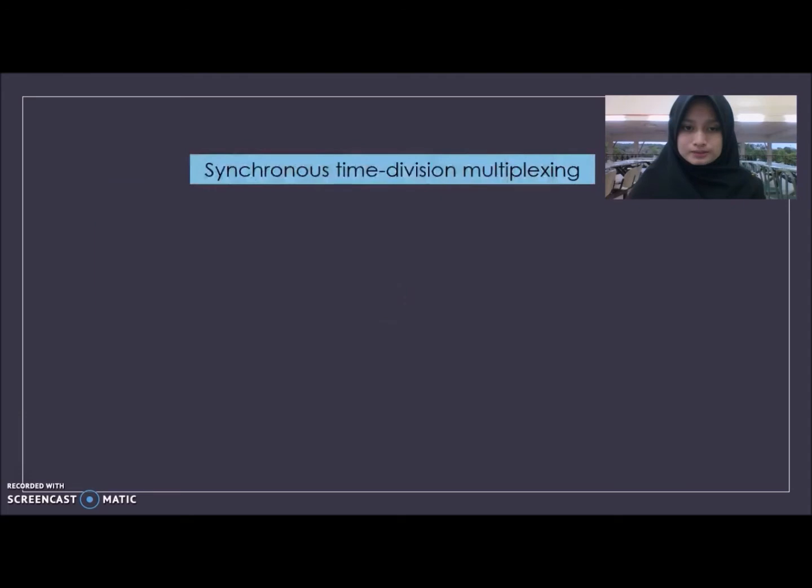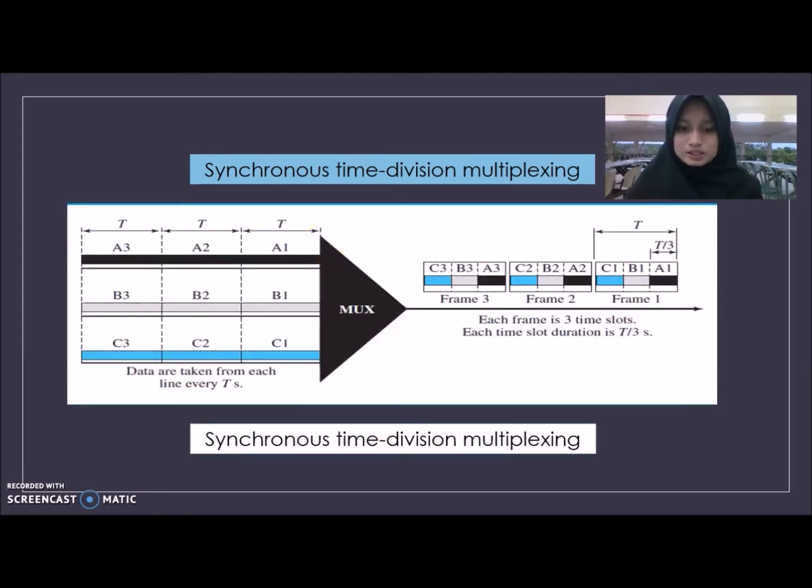Next, I'm going to talk about synchronous time division multiplexing. In synchronous TDM, each input connection has an allotment in the output even if it is not sending data: time slots and frames. The data flow of each input connection is divided into units, where each input occupies one input time slot. A unit can be 1 bit, 1 character, or 1 block of data. Each input unit becomes one output unit and occupies one output time slot.